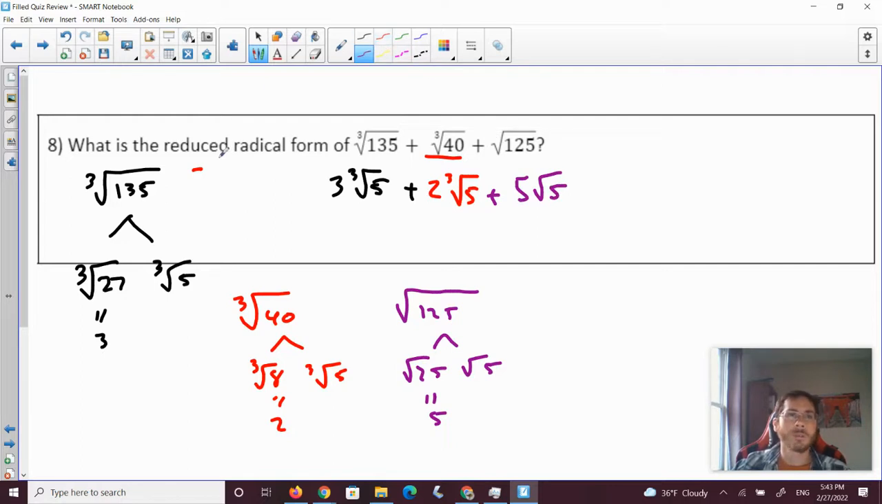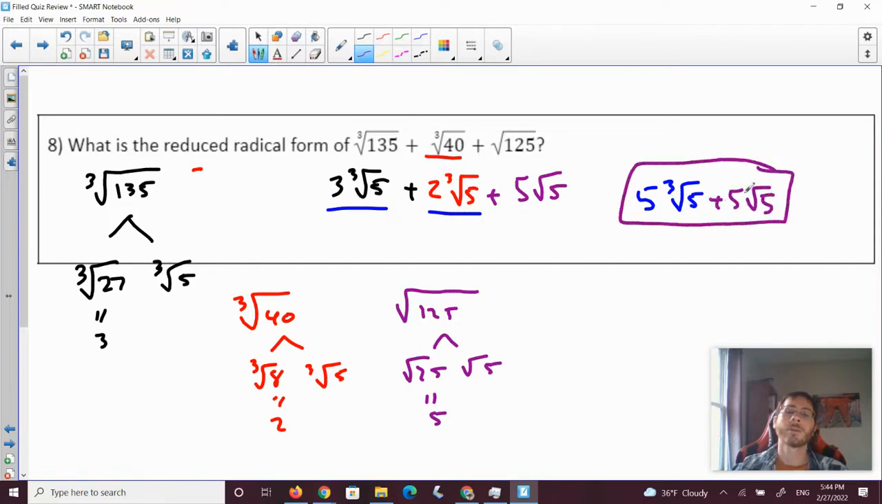So I'm almost done because when I do reduced radical form, I want to combine like terms. So here I've got a cube root of 5, and here I got a cube root of 5. This one's different because that's a square root of 5. This is a 3. That's only a 2. So I can add these up like variables. 3x plus 2x would be 5x. So 3 cube roots of 5 plus 2 cube roots of 5 is 5 cube roots of 5. And I still have plus 5 square root of 5. And then that's my result. So I'm all done with that point. So we're done with number 8.